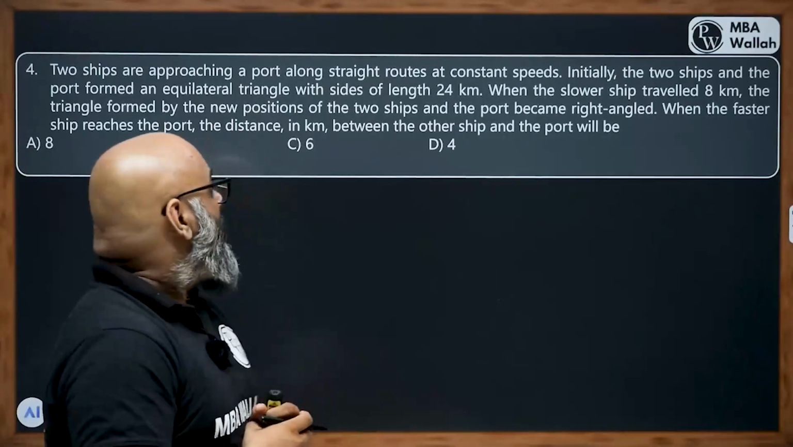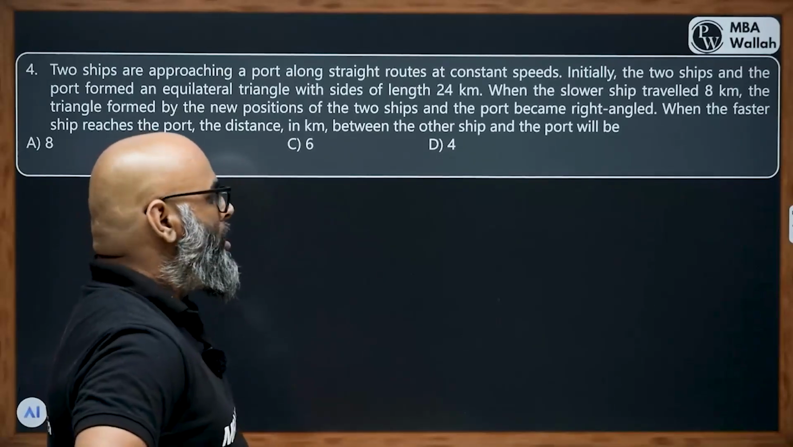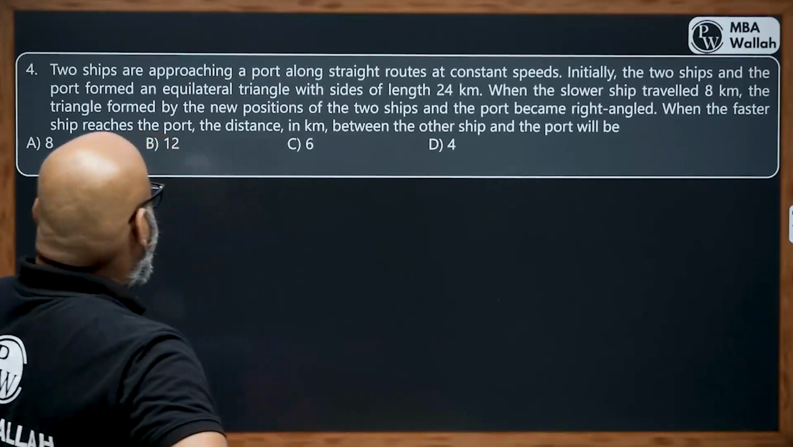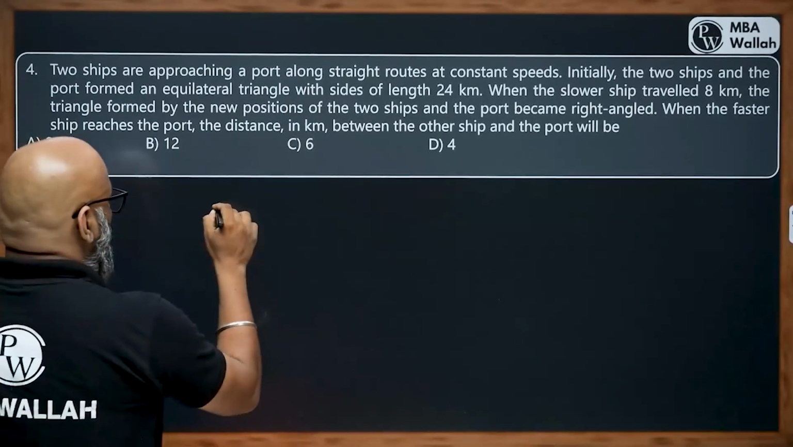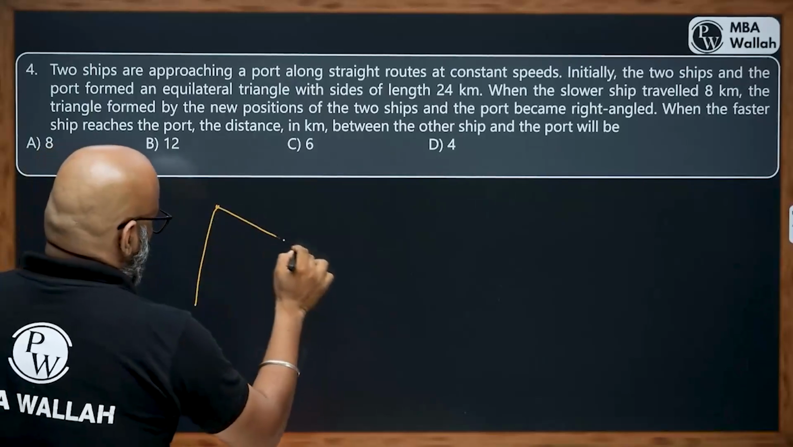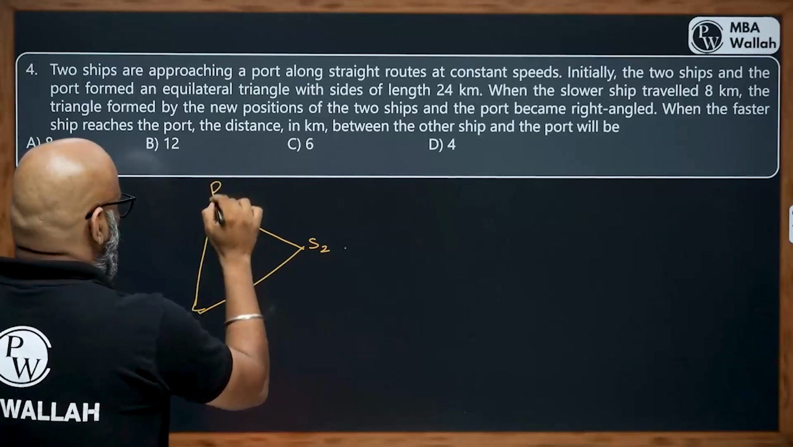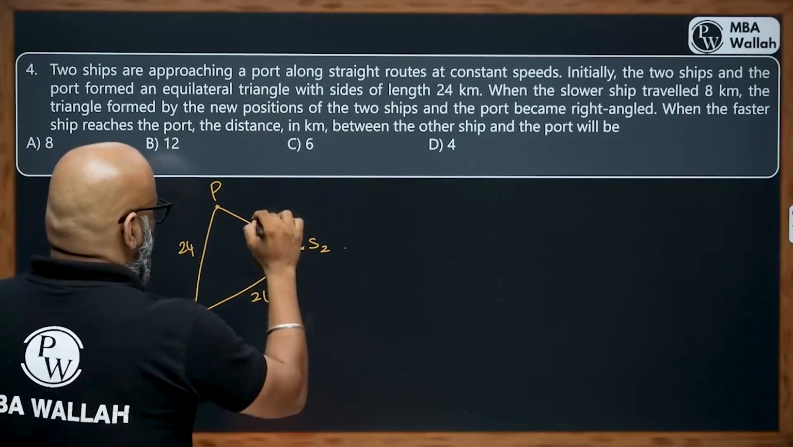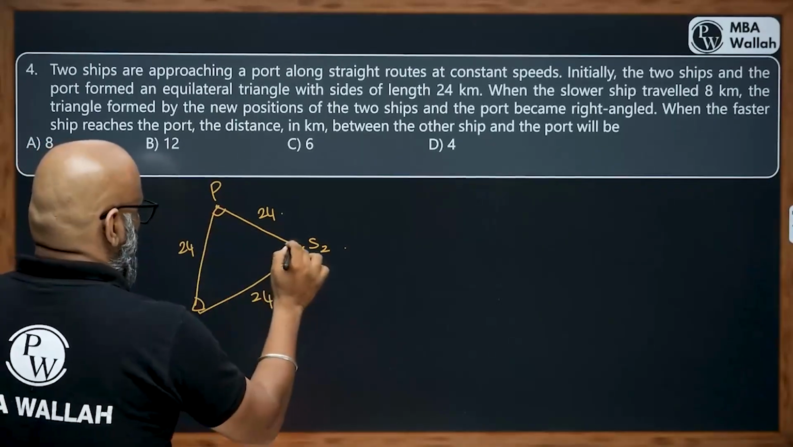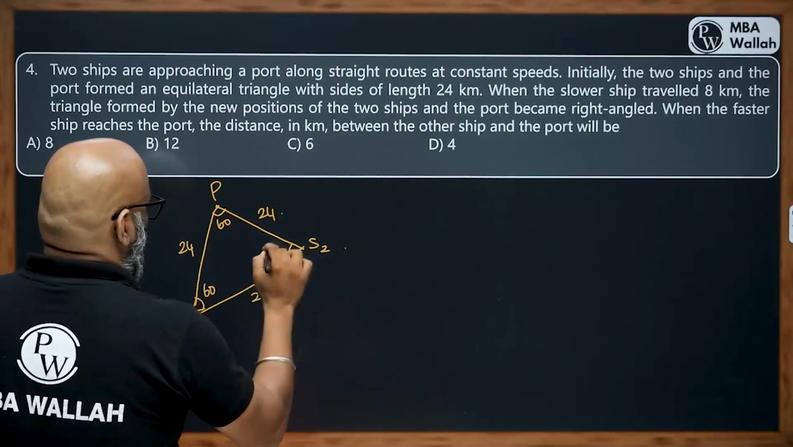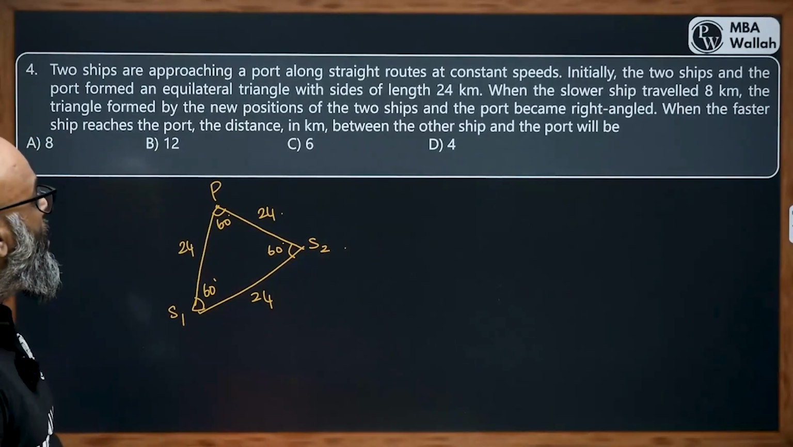Then let's solve this. 2 ships are approaching a port along straight routes at constant speeds. Initially, the 2 ships and the port formed an equilateral triangle with sides of 24 kilometers. So there is a port and there are ships S1 and S2. This is your port. They form an equilateral triangle, right? Which means the angles happen to be 60 degrees in all 3 places and the lengths happen to be 24, 24, 24 each.